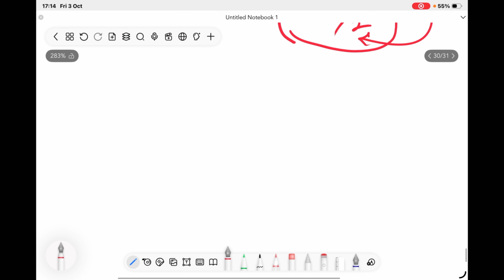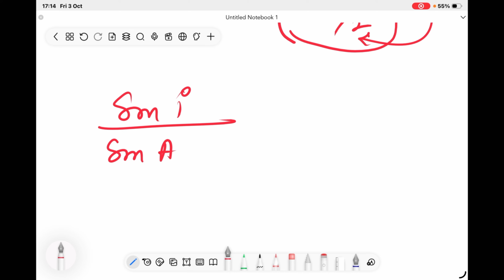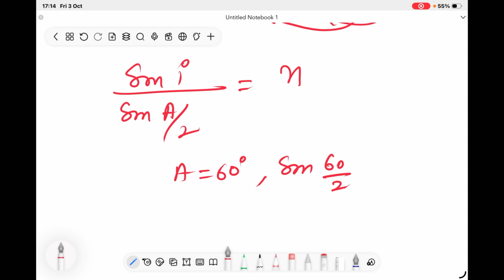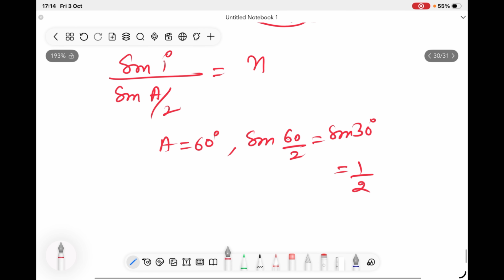So I will rewrite it as sine i, because i is to be calculated. Denominator I picked up from prism formula. And then this is mu. Mu is n. They say refractive index is n. And now what is A? Already told you A is 60. So what is sine 60 by 2? It is sine 30. And what is the value of sine 30? It is half.